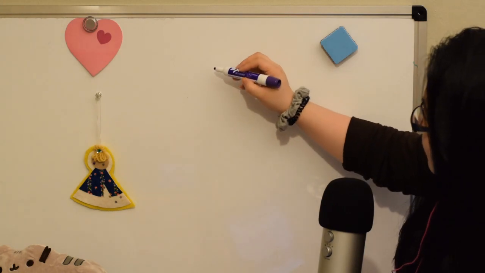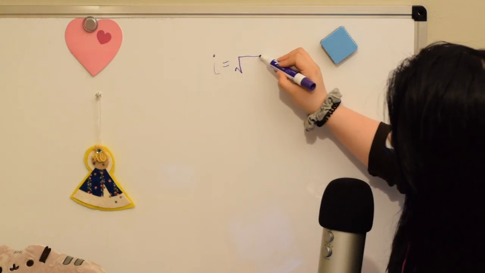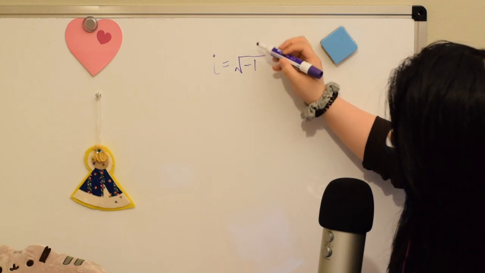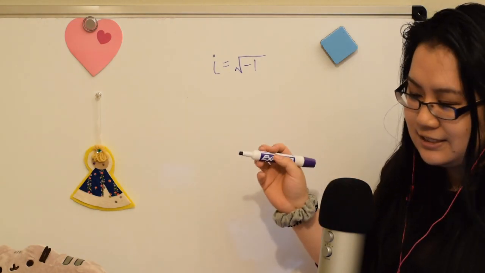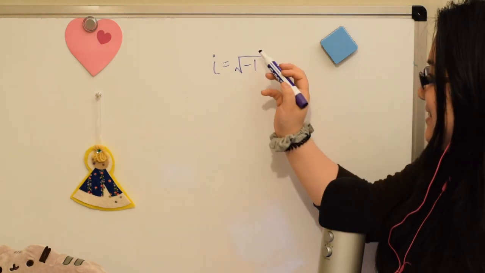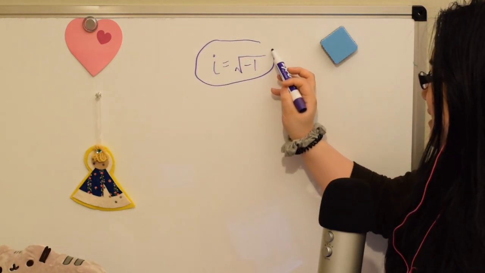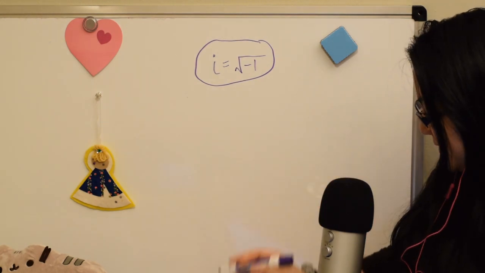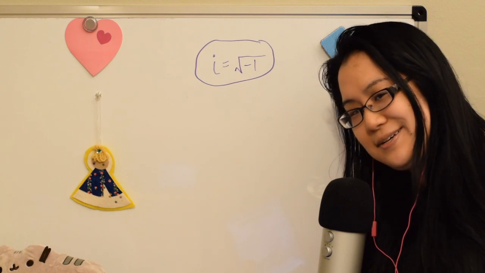i has the value, the square root of negative 1. So if you're already getting sleepy, don't fight it. This is the one takeaway. i is the square root of negative 1. Okay? So at this point, you can just fall asleep.